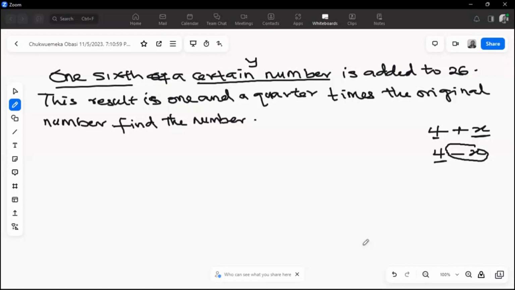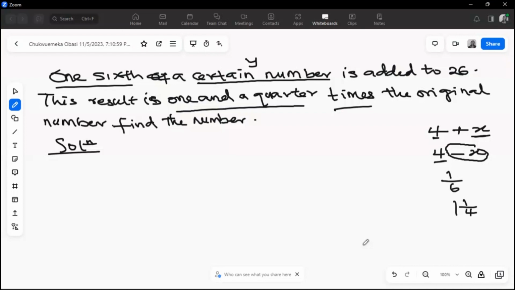The result is 1 1/4 times the original number. So let's get started with the solution. Let's start off first with 1/6, which in math simply means 1/6. Take note, 1 1/4 simply means one whole number and 1/4. A quarter is 1/4, so 1 1/4.